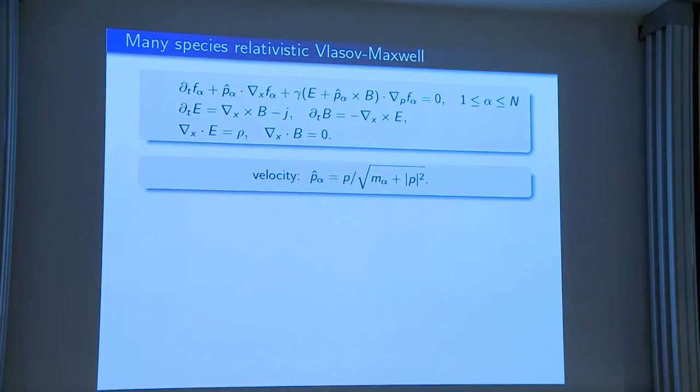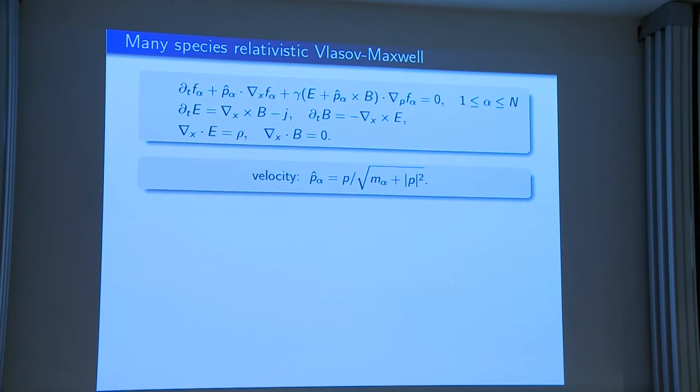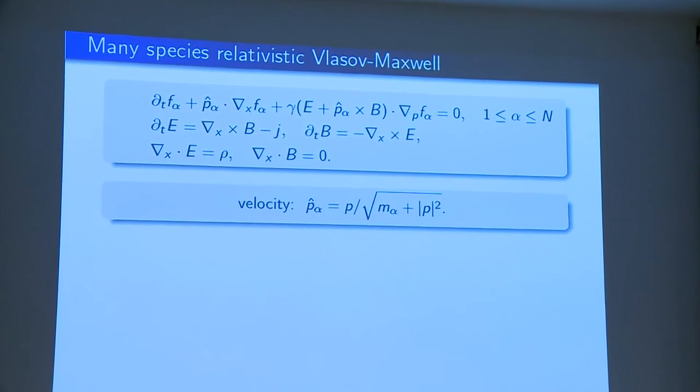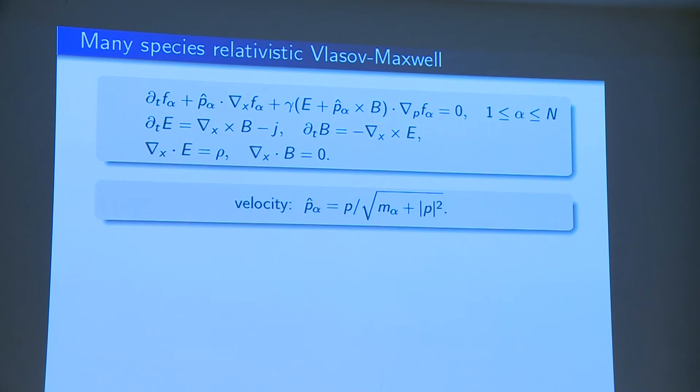That actually was the so-called one species relativistic Vlasov-Maxwell for one particle. If you look in the physics literature, most of the time you don't really see one species Vlasov-Maxwell. What you see is n species Vlasov-Maxwell, or as I'm calling it here, many species Vlasov-Maxwell. So you actually have n equations.